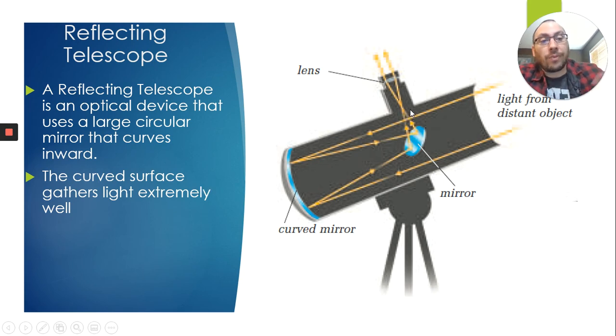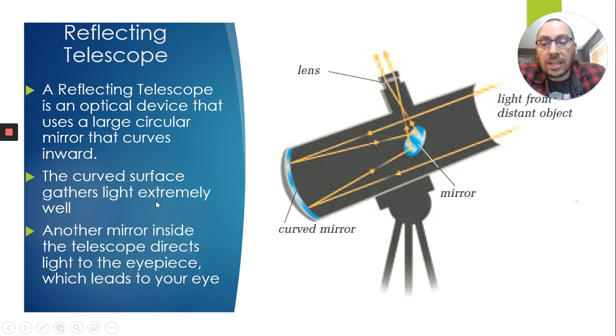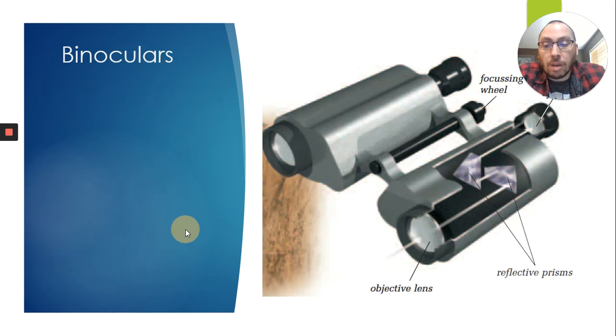So the light from the stars that you're looking at far, far away comes in, and because it's curved, it causes the light to change direction and it reflects to this flat mirror. From here, it bounces off this flat mirror through a lens to where your eye would be. So a reflecting telescope uses a lens and a mirror to gather light and to magnify the objects.